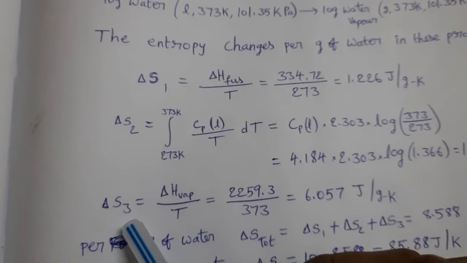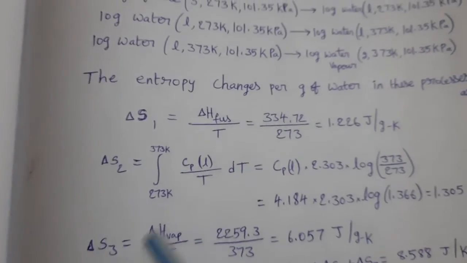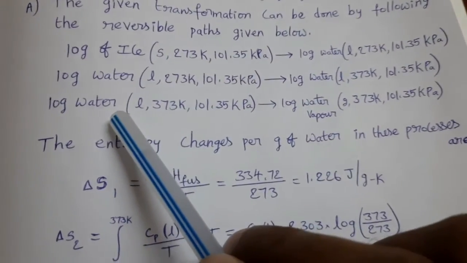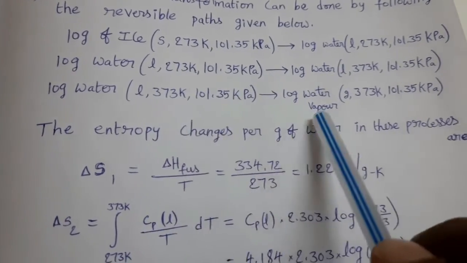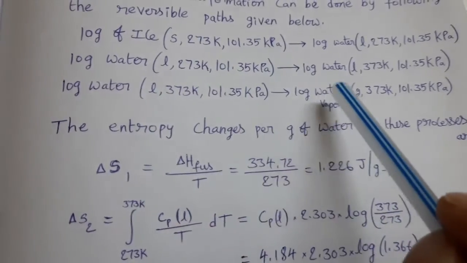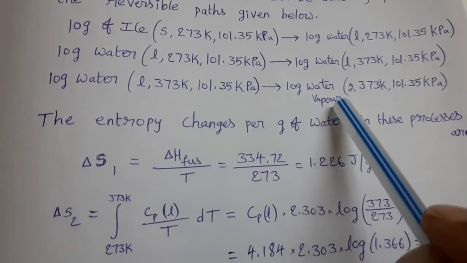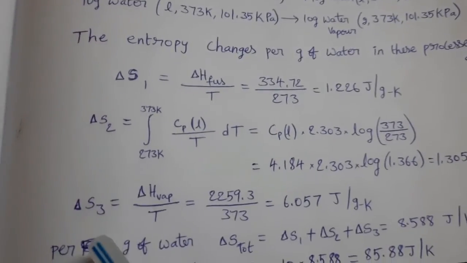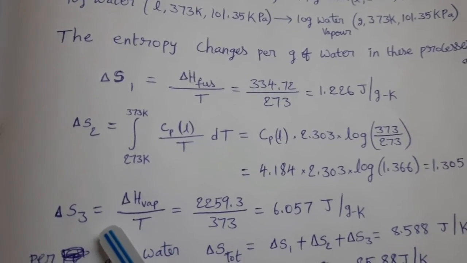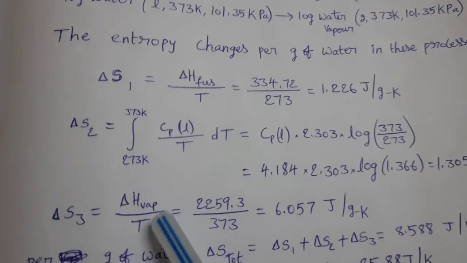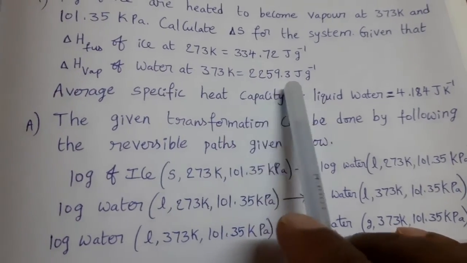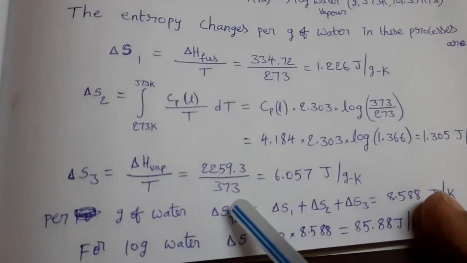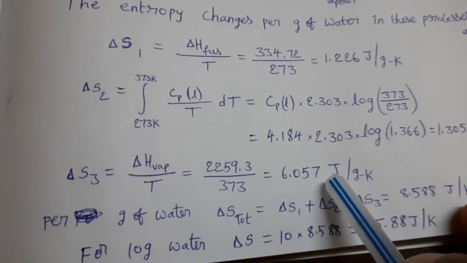Okay. Next, third step, change in entropy. In the third step, the physical state is changed, remaining temperature and pressure conditions are the same. Water changed to water vapor means vaporization. So change in entropy equals enthalpy of vaporization divided by temperature. The enthalpy of vaporization value is given, this one. Substitute this one, and the temperature is 373. We can get the entropy change.